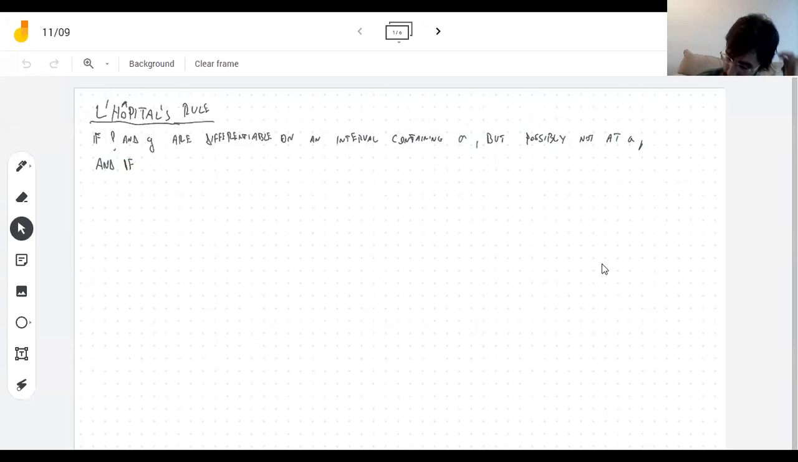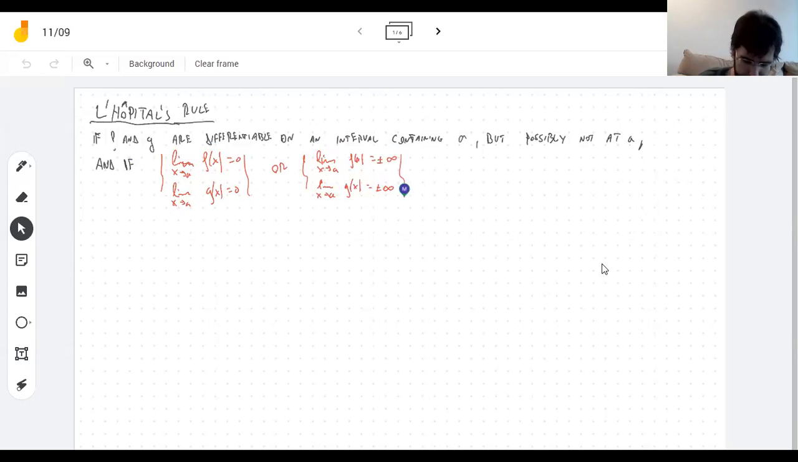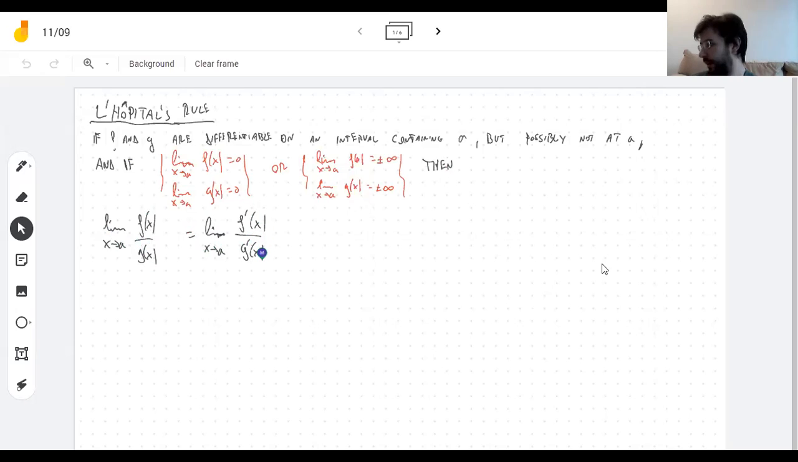And then one of two things has to happen, otherwise it doesn't work. If the limit of both of them is zero, or the limit of both of them is infinity, then what happens is that the limit as x approaches the limit of the quotient is the same as the limit of the quotient of the derivatives. And derivatives are often simpler, so this makes life easier.